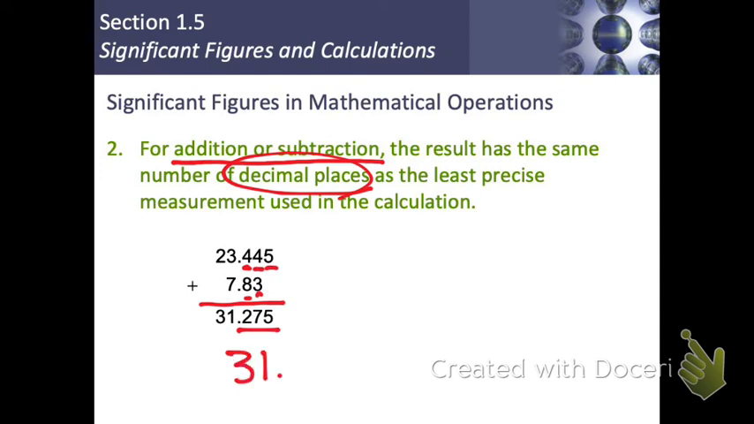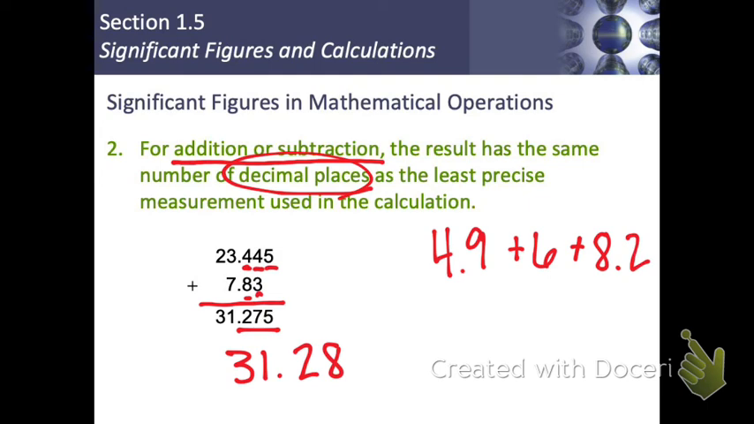So 31.28. Okay? 31.28. How do we feel about that? Okay. All right, let's try another practice here. 4.9 plus 6 plus 8.2. Let's add those ones up.